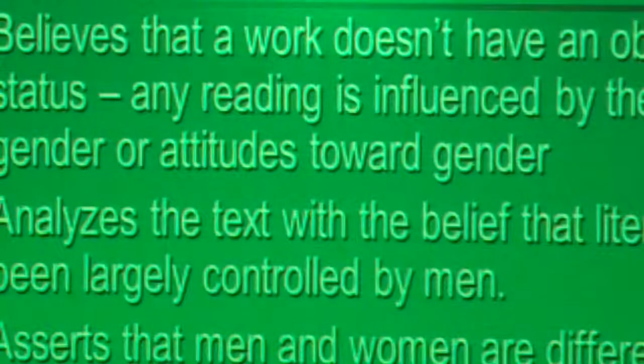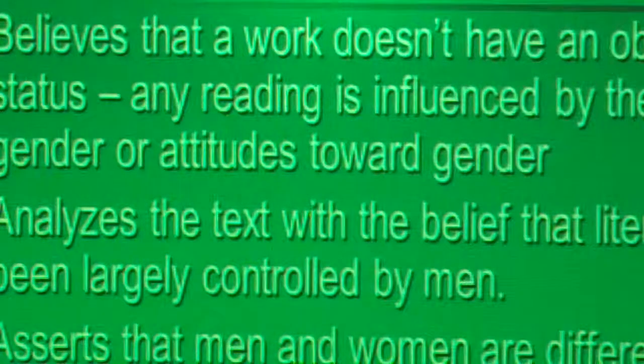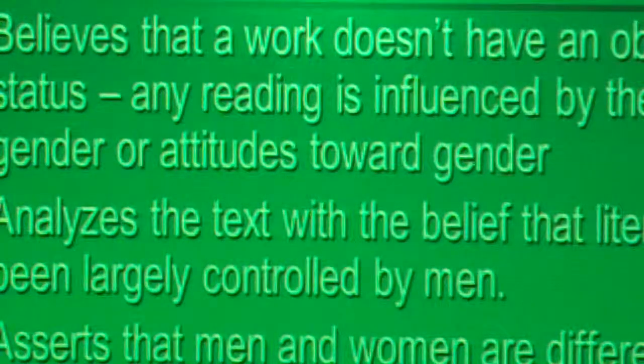All right, the next one is feminism. Now, it's not a word we're unfamiliar with. We understand what feminism is. So let's talk about feminism as a means of evaluating a text. The first point says it believes that a work doesn't have an objective status. Any reading is influenced by the reader's gender or attitudes toward gender. Second, it analyzes the text with the belief that literature has largely been controlled by men, and in particular, dead white men is the perspective that most people have.